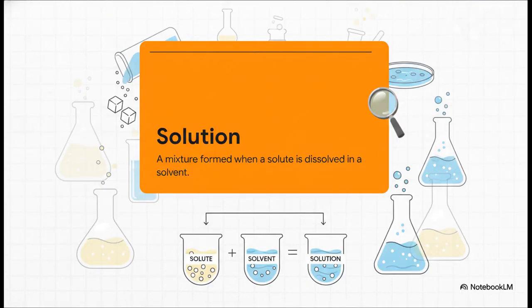All right, before we get into the weeds, let's cover the absolute basics, real quick. Every solution has two main parts. First, you've got the solute. That's the stuff that's actually being dissolved. Think sugar in your coffee. Then you have the solvent, which is the thing doing the dissolving, so the coffee itself. You mix them together and boom, you've got your solution. Simple enough, right? This is the foundation for everything else we're going to talk about.